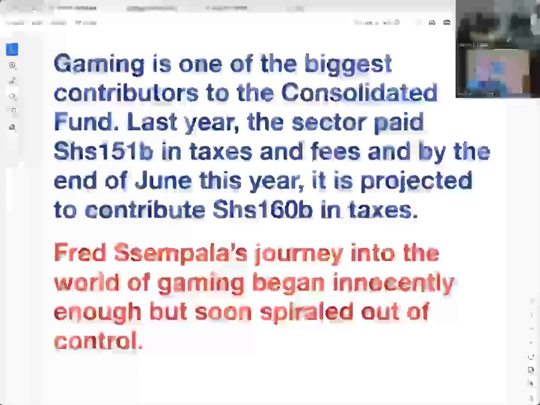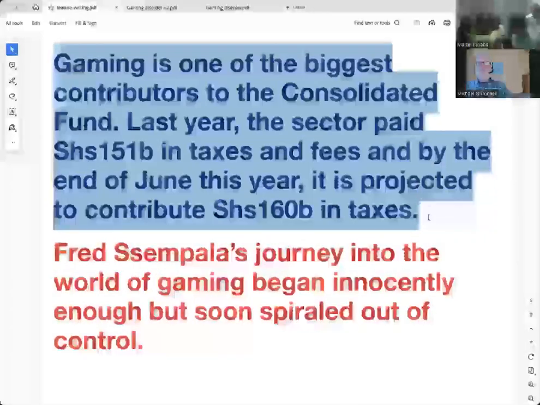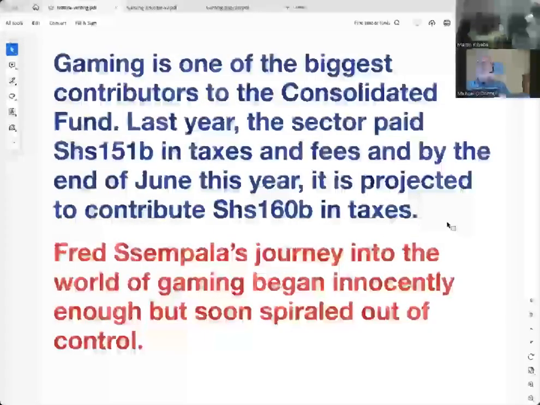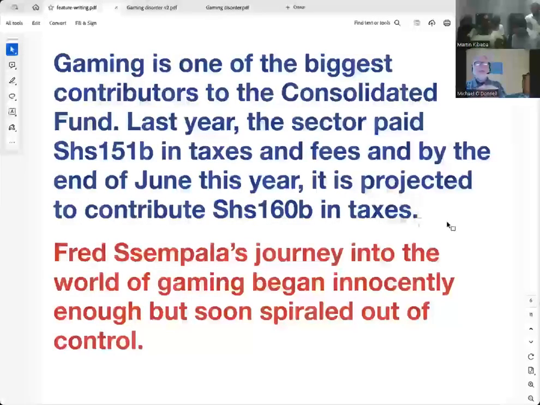This is the lead Walter had on his story, in blue. "Gaming is one of the biggest contributors to the consolidated fund. Last year, the sector paid 151 billion shillings in taxes and fees, and by the end of June this year, it is projected to contribute 160 billion shillings in taxes." There's no news in there. There's very little news in there, and to work your way through that paragraph, you have to have an intense interest in taxation.